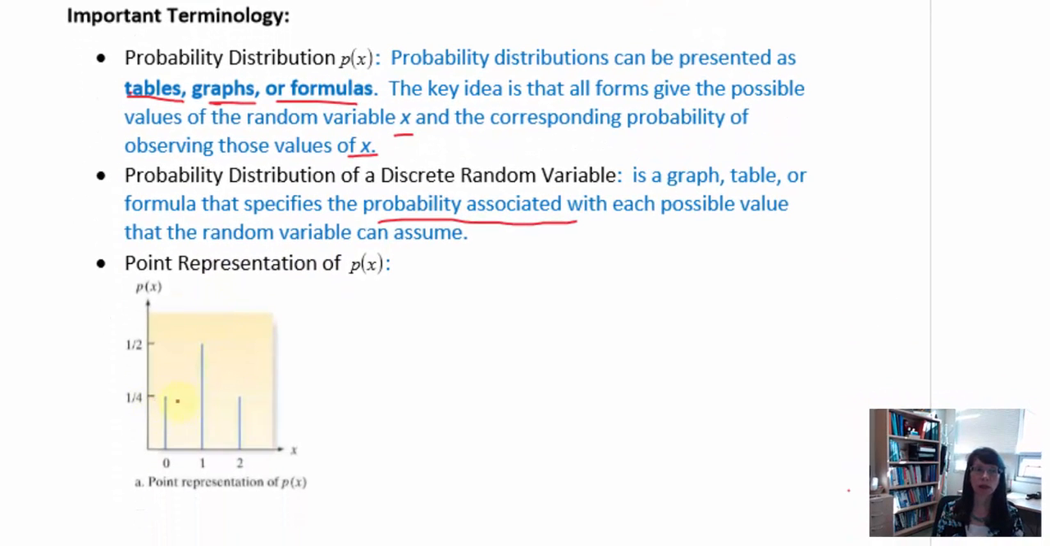One example of the probability distribution is using a point representation of the probability of x. So this first illustration shows points 0, 1, or 2, and its probability is listed here on the left. Probability of 1/4, 1/2, and so on for the scale. So we can see point 0 has a probability of 1/4. Point 1 has a probability of 1/2, and point 2 also has a probability of 1/4.